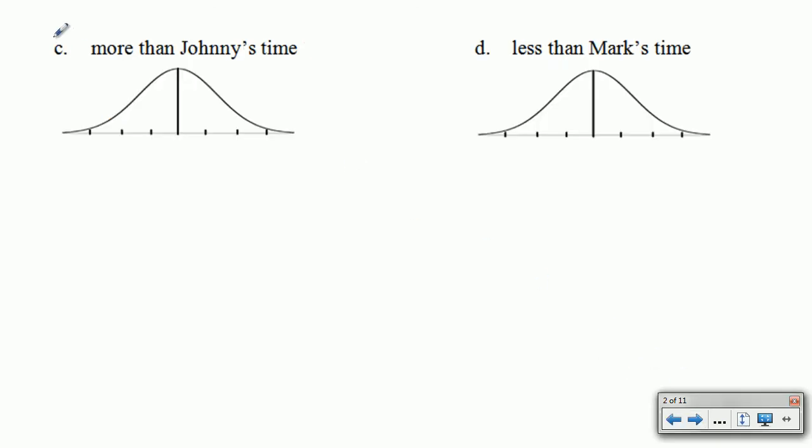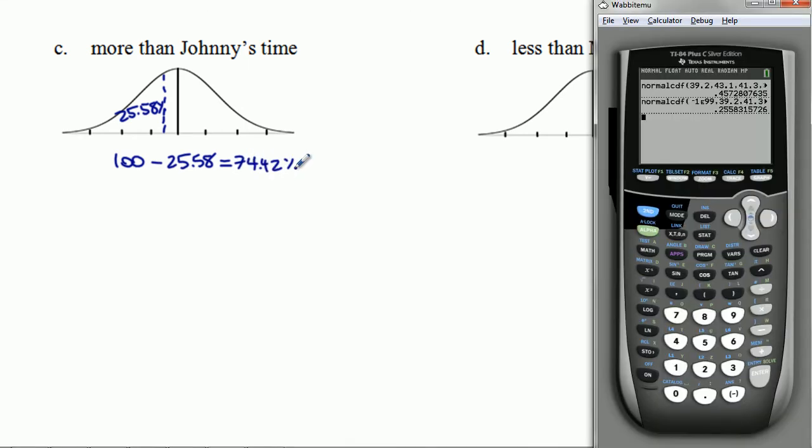Next, we need to determine the number of runners that got more than Johnny's time. So there's a couple ways we can do this. Knowing that Johnny lives around here, we determined that 25.58% of runners did better. So if we subtract this number from 100, that would give us the number that did more than Johnny's time. So if we go 100 minus 25.58, that gives us 74.42%. Alternatively, we can do normal CDF again from scratch.